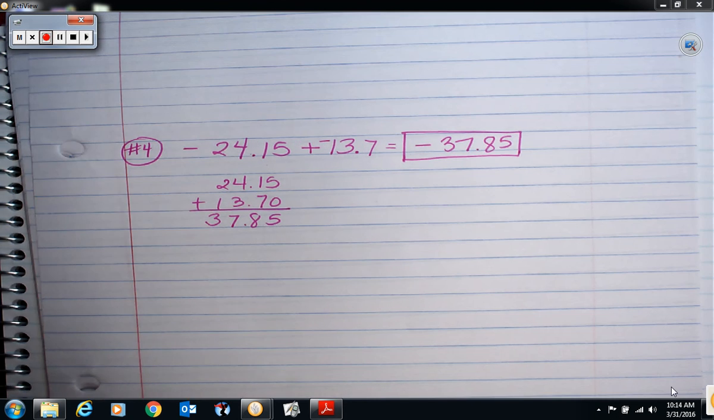So to add and subtract these rational numbers, all you have to do is put together all of your rules for integers and all of your rules for decimals and all of your rules for fractions all together.